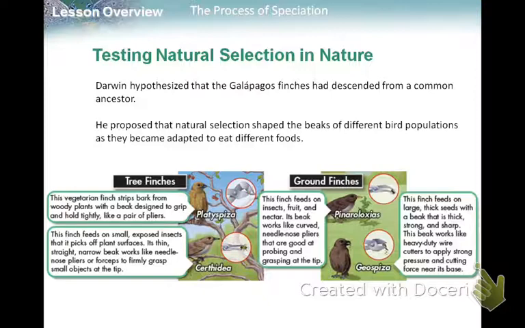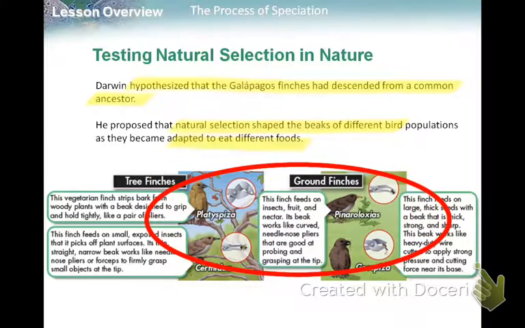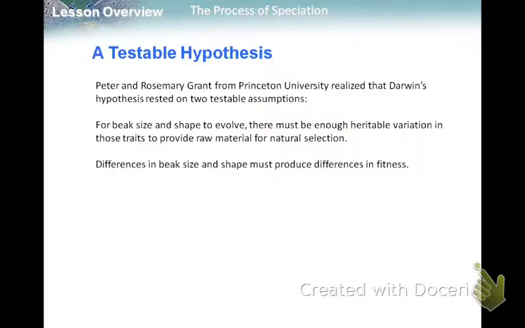Darwin's hypothesis was that the Galapagos finches had descended from a common ancestor. He said that natural selection shaped the beaks of the different bird populations as they became adapted to eat different foods. You saw this in chapter 16, the different shapes of the beaks based on the different ways that they eat and what they have to eat. Remember the Grants from Princeton University? They have worked with the finches for years.